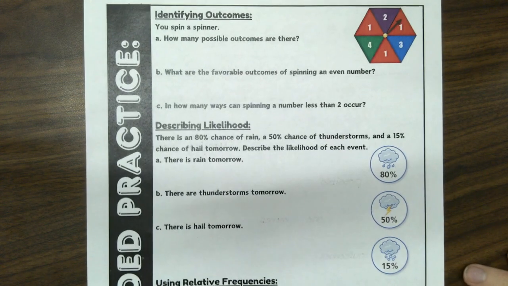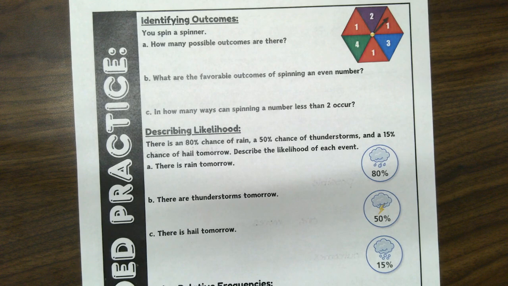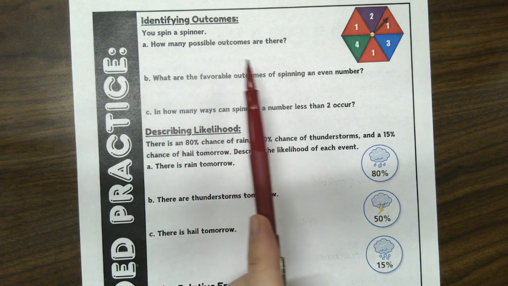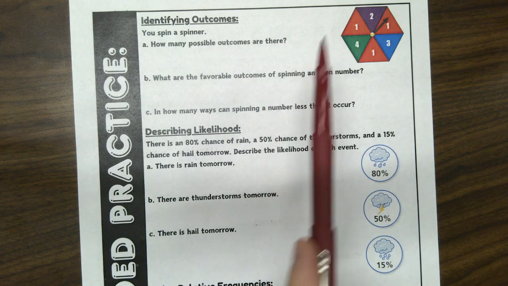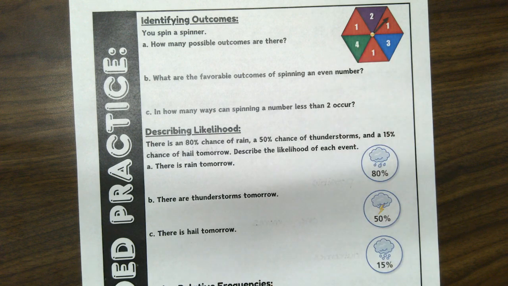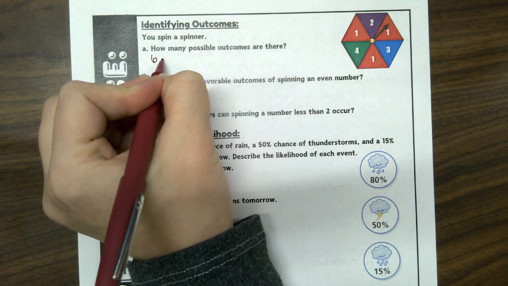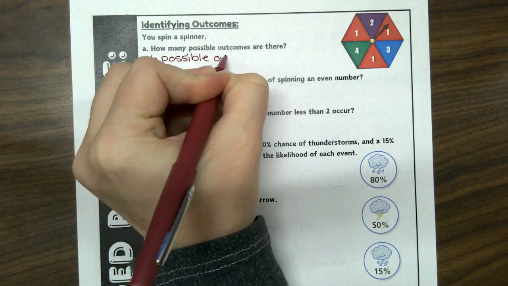So this backside is just guided practice. So you will just go along with me as we do these. So your first one is identifying outcomes. You spin a spinner and it says how many possible outcomes are there? Well, we would need to figure out how many numbers there are. 1, 2, 3, 4, 5, 6. So there are 6 possible outcomes. So that's what we'll write. 6 possible outcomes.